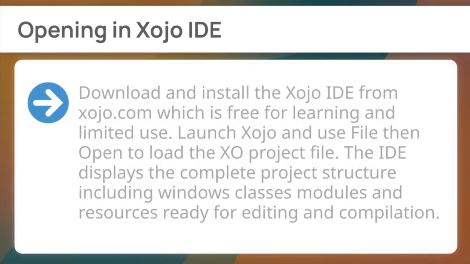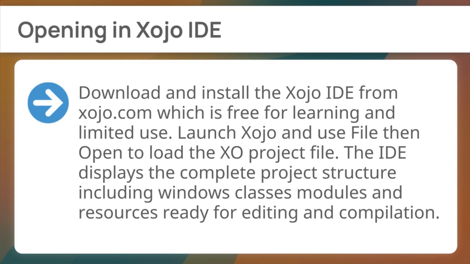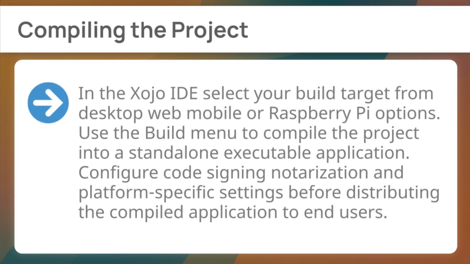First, opening in Xojo IDE. Download and install the Xojo IDE from xojo.com, which is free for learning and limited use. Launch Xojo and use File then Open. To load the XO project file, the IDE displays the complete project structure including Windows classes, modules, and resources, ready for editing and compilation.